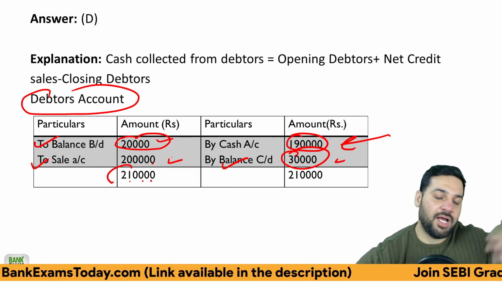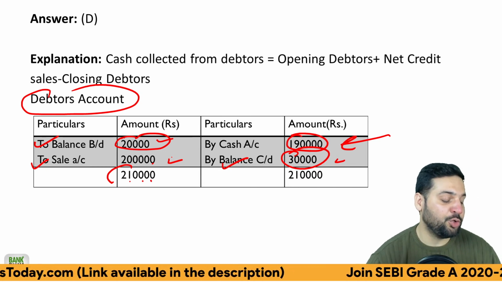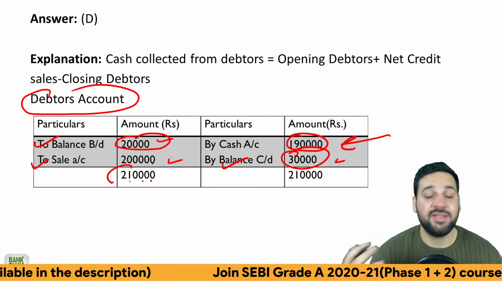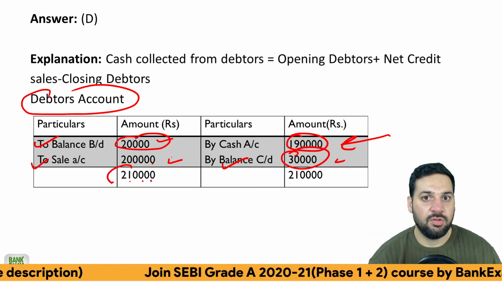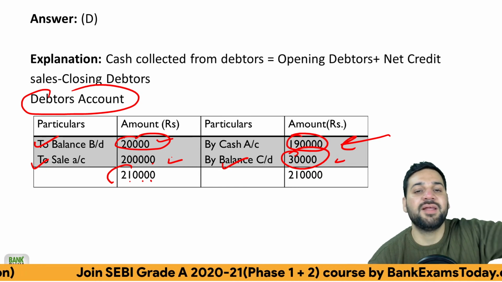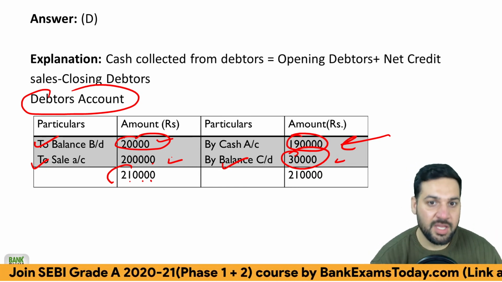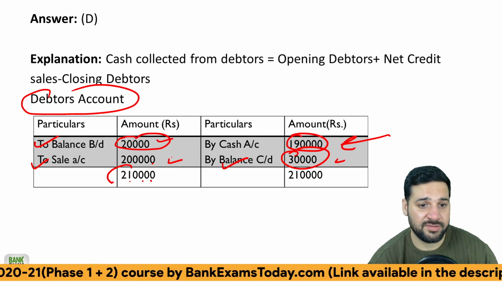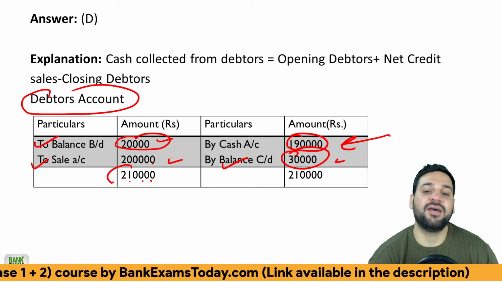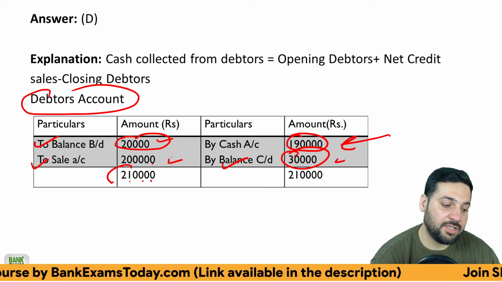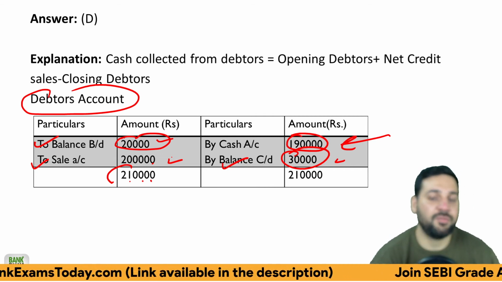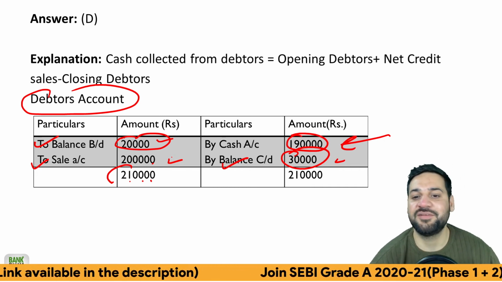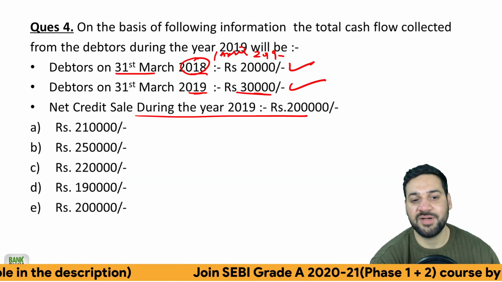So in easy terms, I can tell you, in the beginning of the year, 20,000 was pending from the debtors. You were to receive this much. And further, you made a sale of 2 lakh rupees, right? And at the end of the year, you still need to take 30,000 from your customers, from your debtors, right? That means how much cash you have received. So it's very simple. That's what the purpose of accounting is.